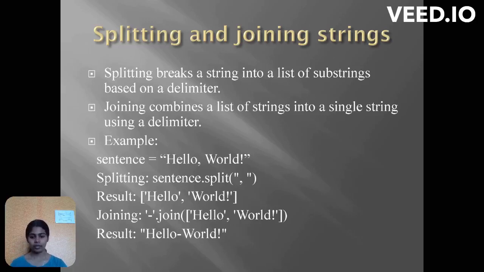Next we have joining. Joining also requires the delimiter. So after the delimiter, the join function is used. Here a list is passed as a parameter, and this list is joined into a single string.